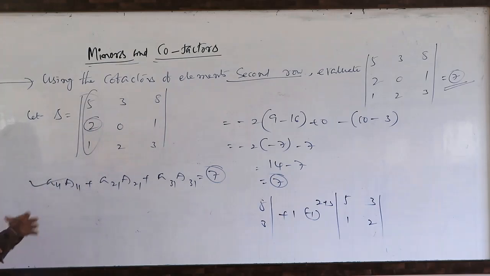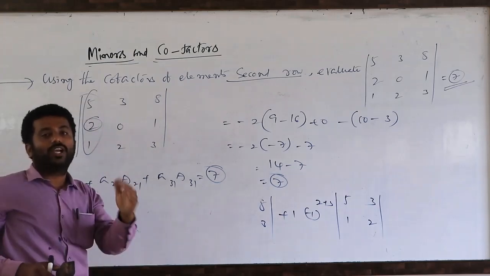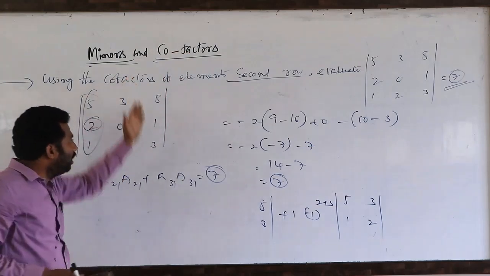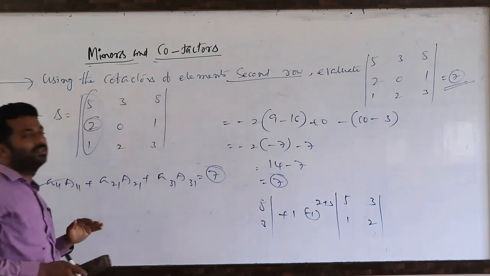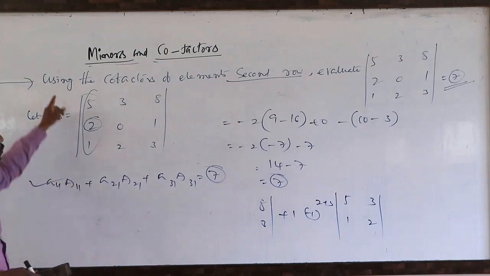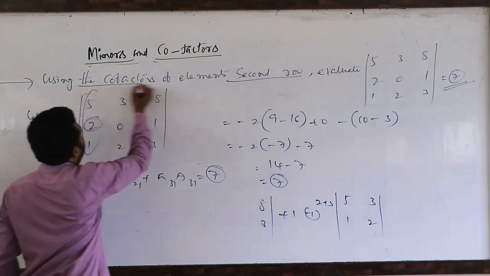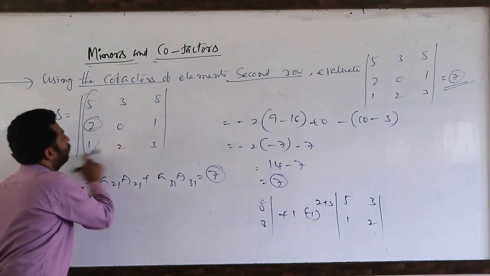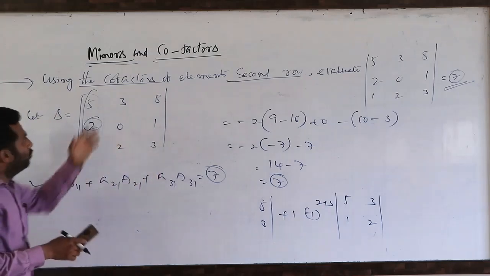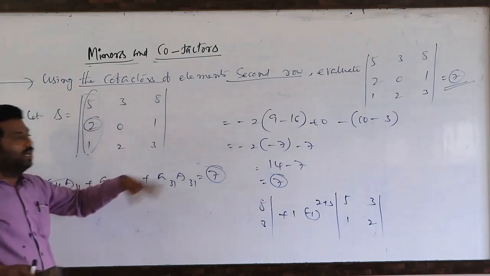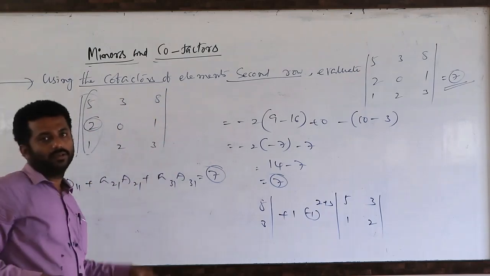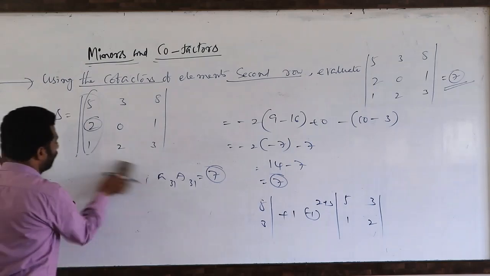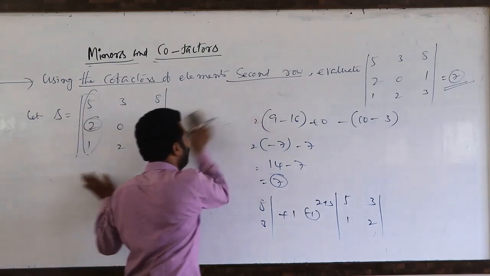So cofactors of the first column means indirectly you expand the determinant along the first column. You expand along the third column, you expand along the fourth column, or the second column, like that. So using cofactors means indirectly you have to expand. Third row means according to the third row you have to expand. Using cofactors of the second row means along the second row you have to expand. That is the internal meaning. So you have to answer the questions like this. Okay.